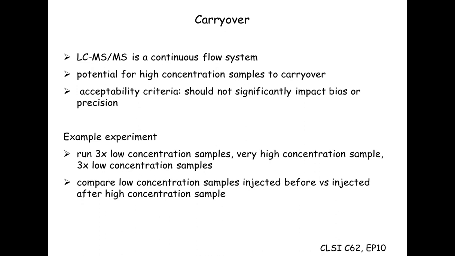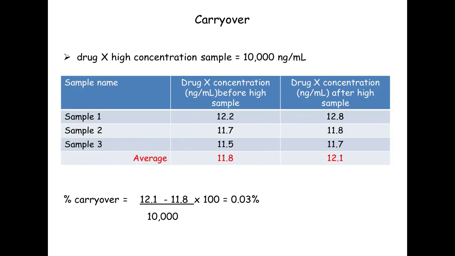So an example experiment that you could use here is to extract 3 low concentration samples, then extract a very high concentration sample, then extract 3 more low concentration samples and run them in that order. And so what you would do is compare the low concentration samples that were injected before versus injected after the high concentration sample.